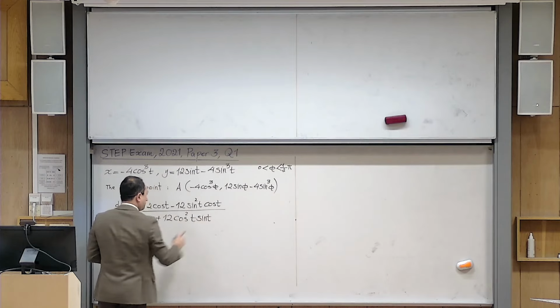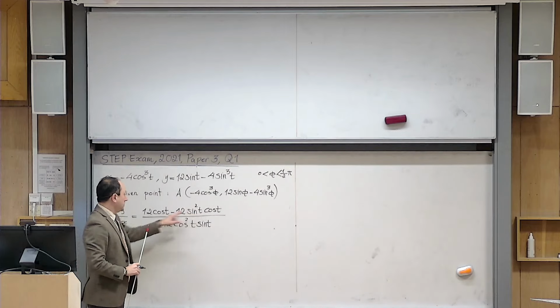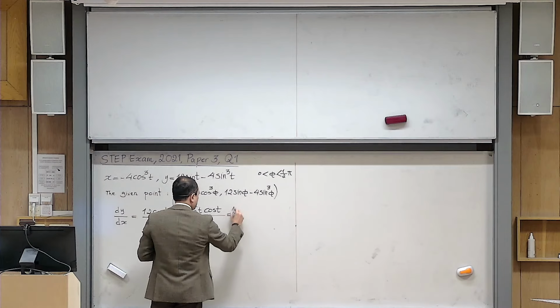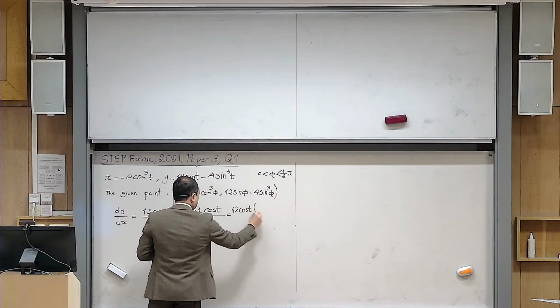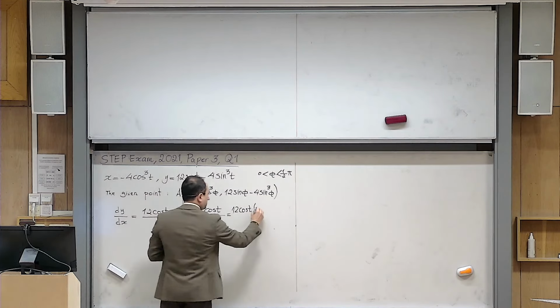Now let us do some simplifications. So immediately you realize that I can factor a 12 cosine t out, and then I have 1 here and minus sine squared here.